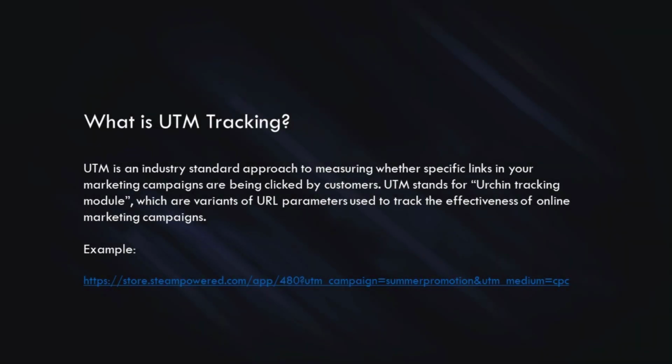All right, a good place to start is answering a simple question, which is, what is UTM tracking? UTM is an industry standard approach to measuring whether a specific link in your marketing campaign is being clicked on by customers. UTM stands for Urchin Tracking Module, which is really just variants of URL parameters which are used to track the effectiveness of your online marketing campaigns. A link using UTM has specifically named UTM parameters added to a link's destination address. These UTM parameters reveal which link was clicked when a customer visits the destination address.